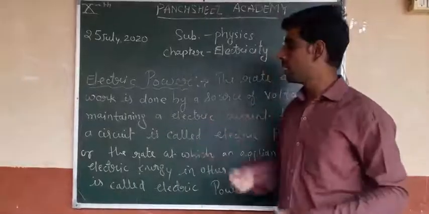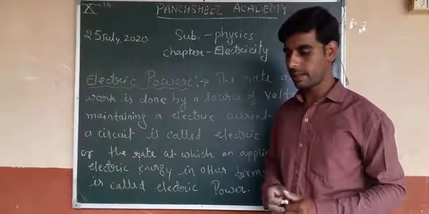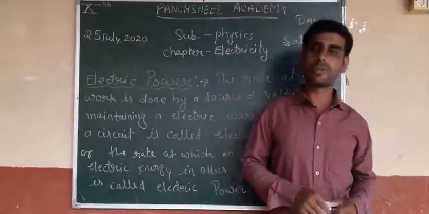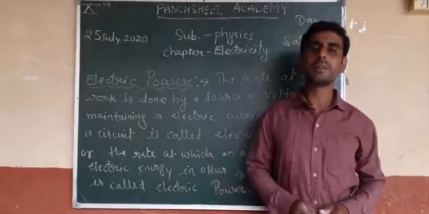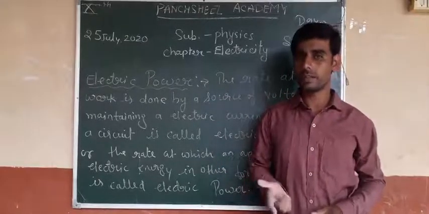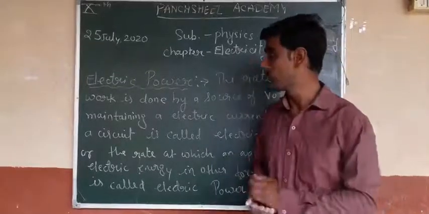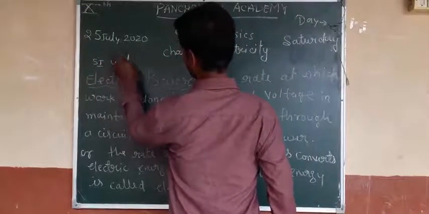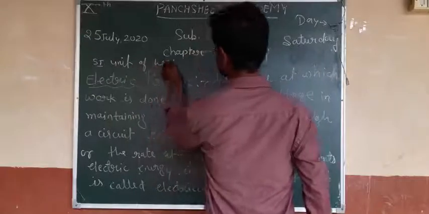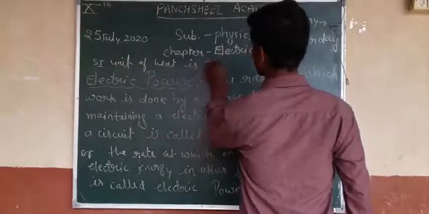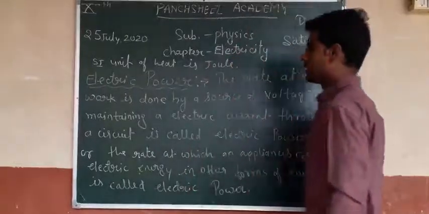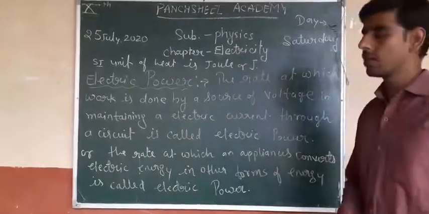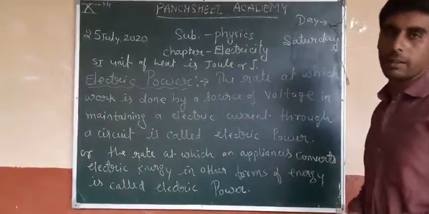So in Joule's law, the heat generated or produced in any conducting wire is H equal to I square R into T, and the heat is measured in joule. What is the SI unit of heat? The SI unit of heat is joule. Okay, write: SI unit of heat is joule, or J. Now our next topic is electric power.